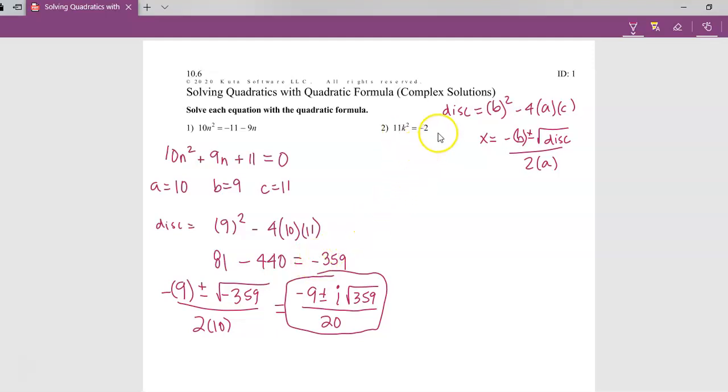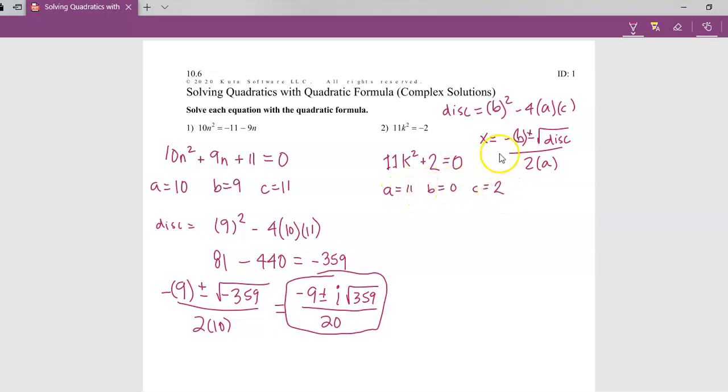So on number 2, again, we need to get this in standard form by bringing the 2 over to the left-hand side of the equation. So we're going to have 11k squared plus 2 equals 0. Now that it's in standard form, we can see that a is 11, b is 0, and c is 2.